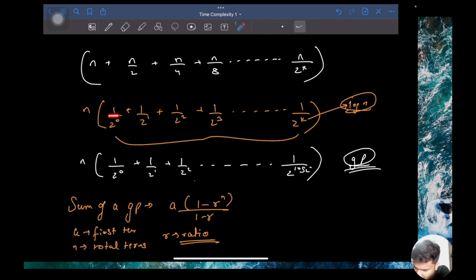and r is the ratio, or the multiplicative factor. So you can see every time the next term is multiplied by 1 by 2, the next term is multiplied by 1 by 2. So r is 1 by 2 here. The first term is 1 by 2 raised to power 0, that is 1. And how many total terms? From 0 to log n, there are log n plus 1 terms. So n becomes log of n to the base 2 plus 1.